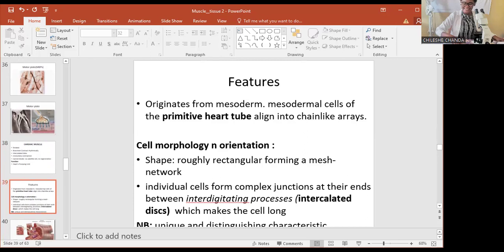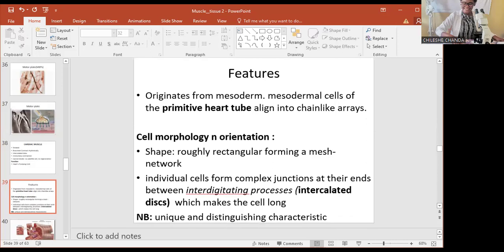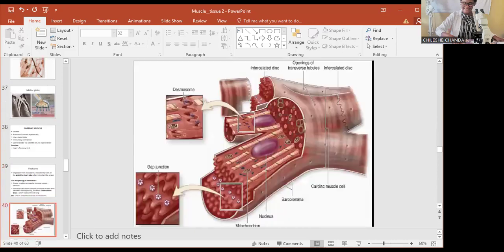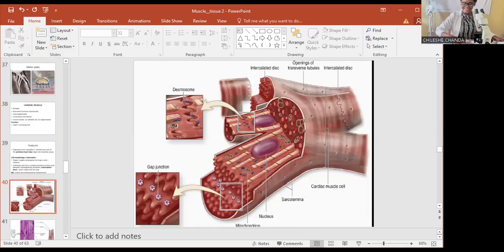The cell morphology, shape, is rectangular in nature. One fiber is rectangular in nature. They have intercalated discs between each of them, and those are the things that are going to make you distinguish one cell from the other. So this is a cardiac muscle fiber. This muscle fiber is starting from here, and it has been cut in the middle, and it is running all the way up to here, where if there was another one connected here, you would have seen an intercalated disc.